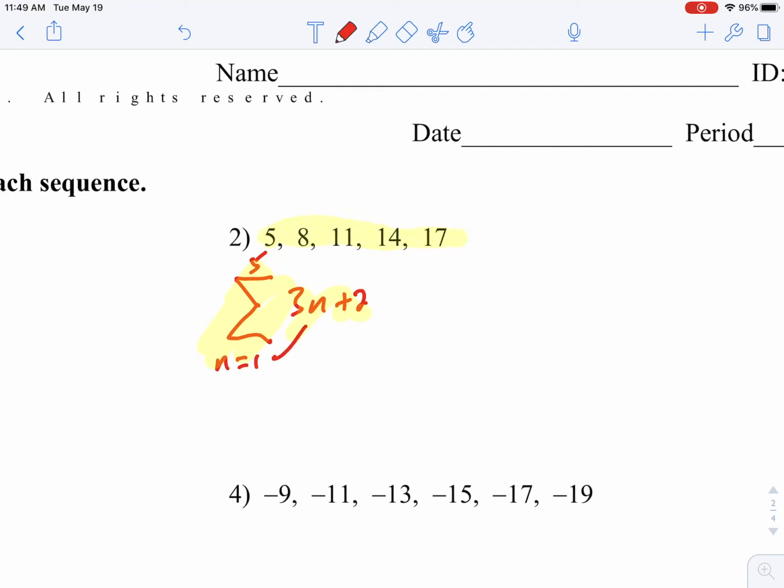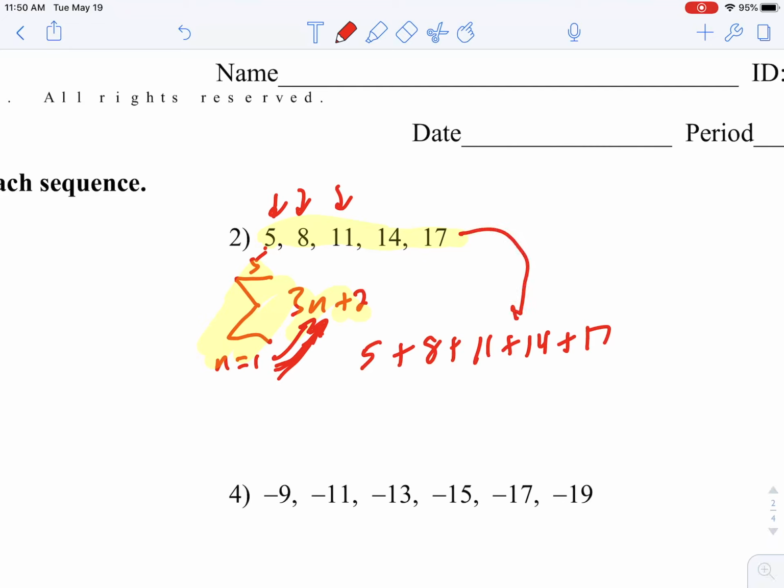Plug in a 1. 3 times 1 is 3. 3 plus 2 is 5. Plug in a 2. 2 times 3 is 6. 6 plus 2 is 8. Plug in a 3. 3 times 3 is 9. Plus 2 is 11. See how I'm getting the same numbers? And then I keep on going. Plug in a 4. 3 times 4 is 12. Plus 2 is 14. Plug in a 5. 3 times 5 is 15. Plus 2 is 17. Once you get to 5, you stop because that's the top number. And so now that is the same as this, except I put in plus signs instead of commas.